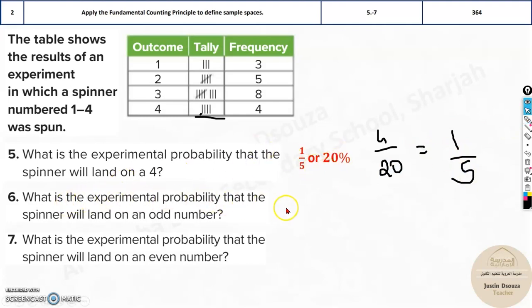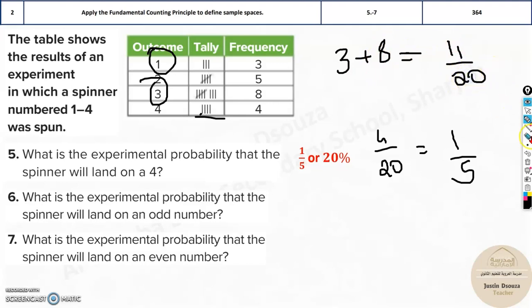What is the experimental probability that the spinner will land on an odd number? Odd numbers are 1 and 3. So you have 3 plus 8, which is 11 divided by 20. That is a fraction itself, 11 by 20 or 55%.